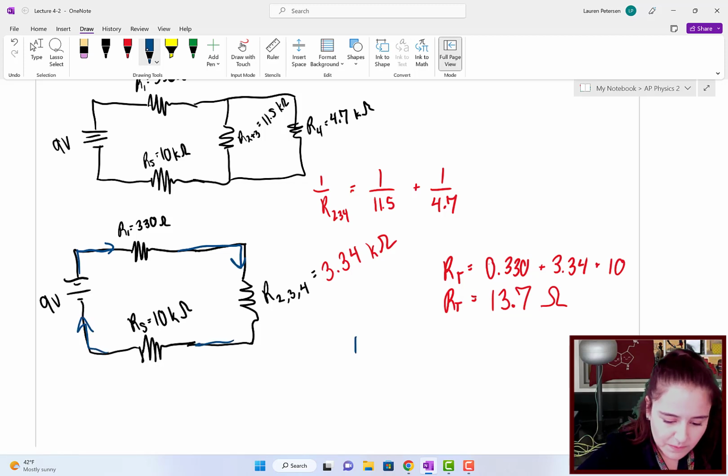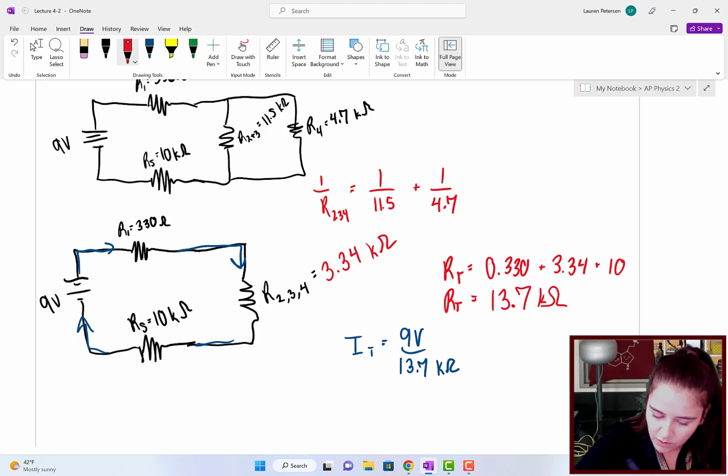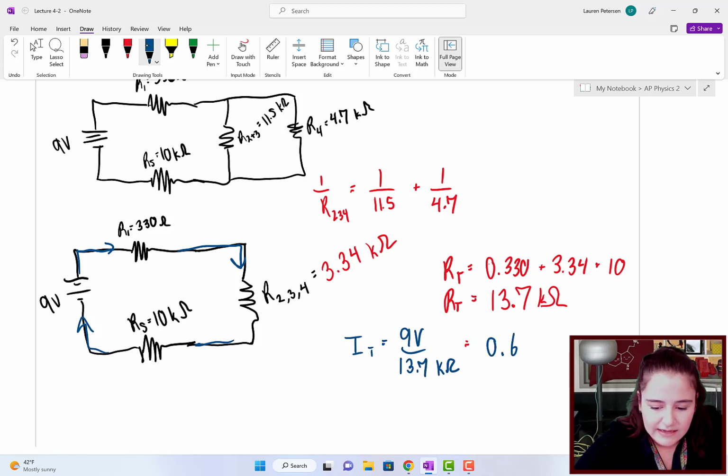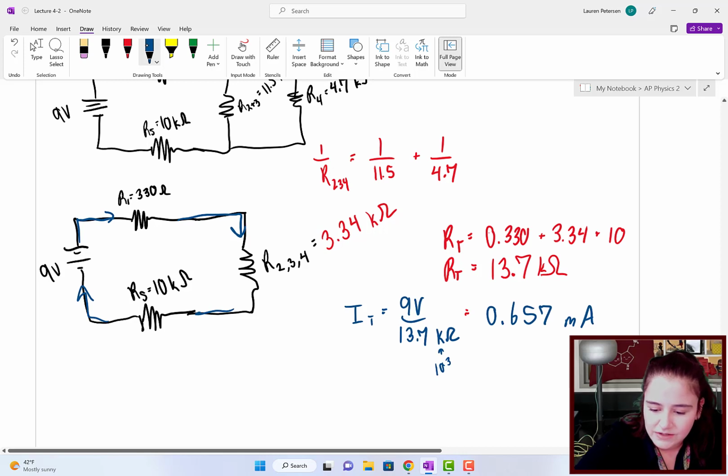Okay, and that will be the total current. So it'll equal 9 volts divided by that total resistance, 13.7 kiloohms. So 9 divided by 13.7 gives us 0.657, and it's divided by kilo, so it'll be milliamps. Again, if you got the kilo on the bottom, that's 10 to the third, so this is times 10 to the minus 3 when it goes up top.